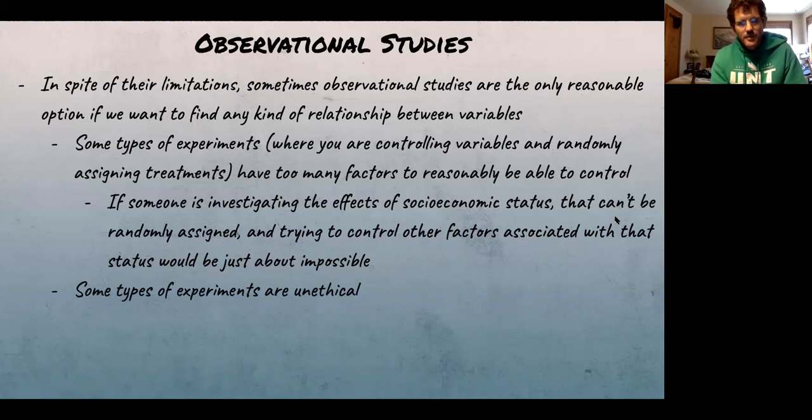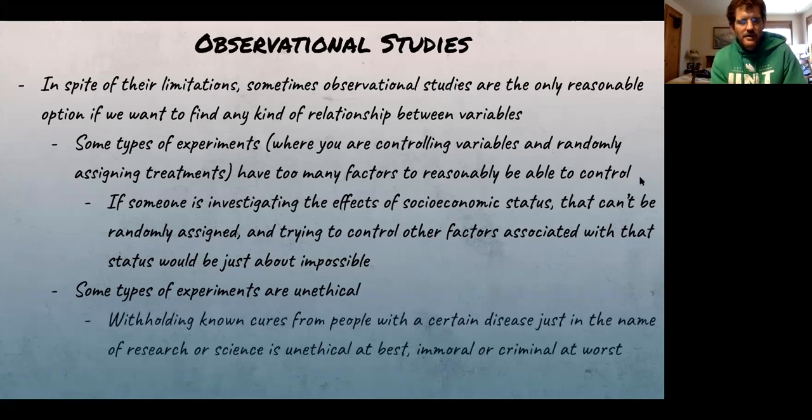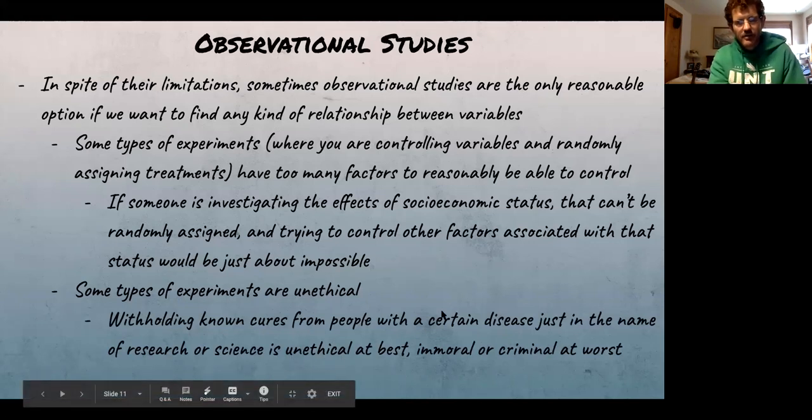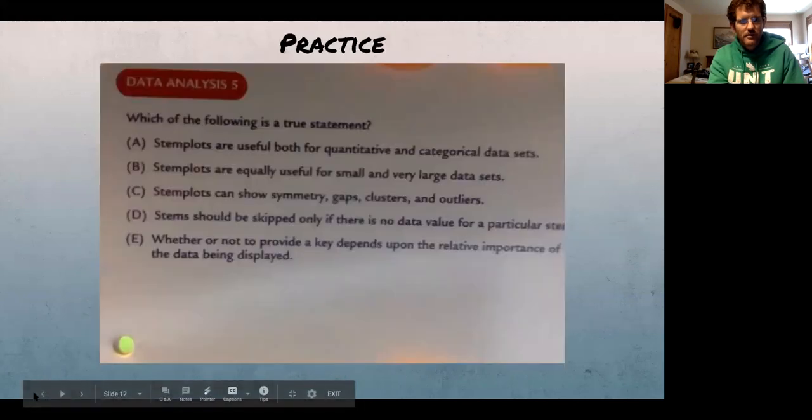Plus, some experiments are unethical. You could observe something unethical happening and report on it, but you would never intentionally cause something unethical to happen. Let's say you withheld a known cure from people just because you set up your experiment this way. They have this disease, but I'm not going to give them the cure because I want to see what happens. That would be unethical, to say the least. I mean, that's criminal. So there are some things we can't do as experiments. Observational studies are really important.